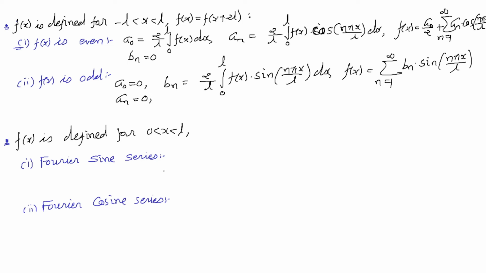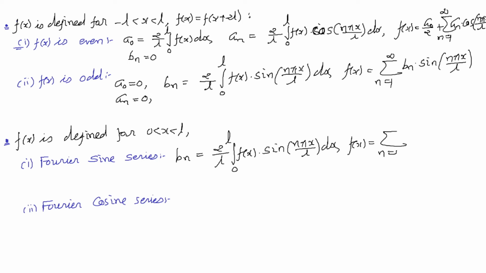What can you say? Fourier sine series is the case when f of x is an odd function. So here bn's are defined as 2 upon L, integral 0 to L, f of x into sine n pi x upon L dx. And what is f of x? Summation n equal to 1 to infinity bn into sine n pi x upon L.